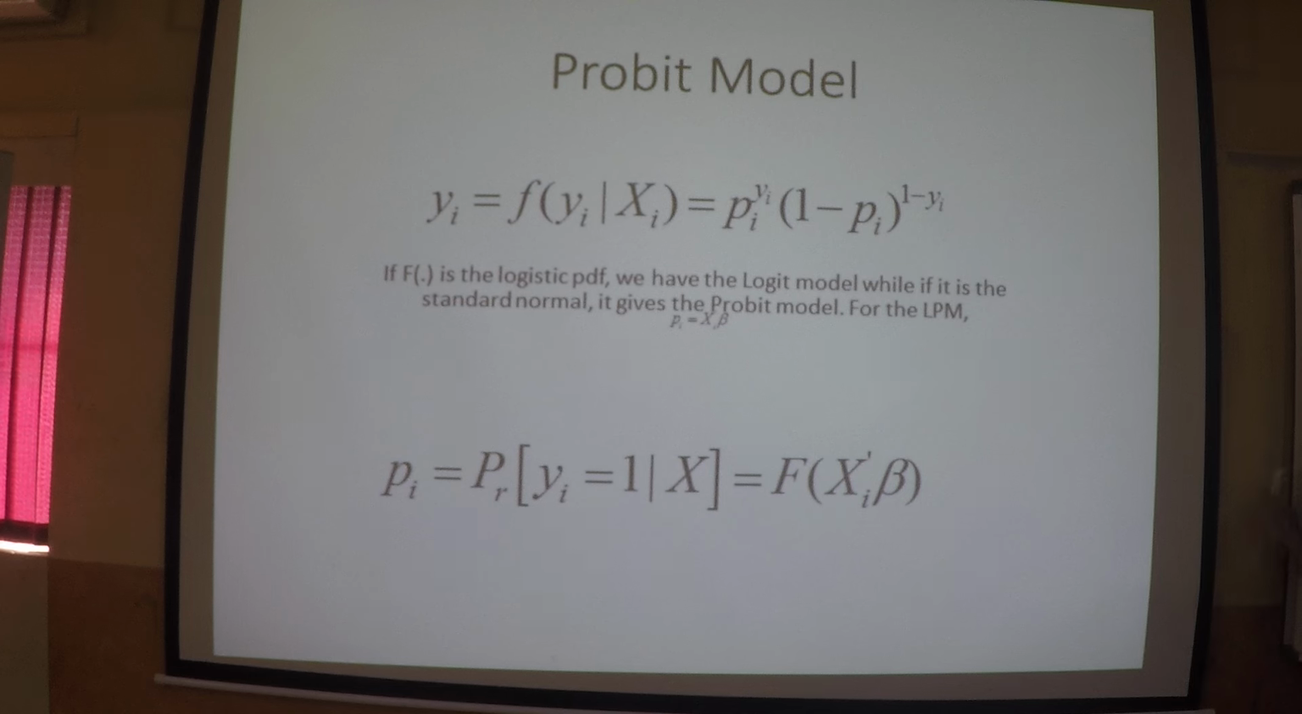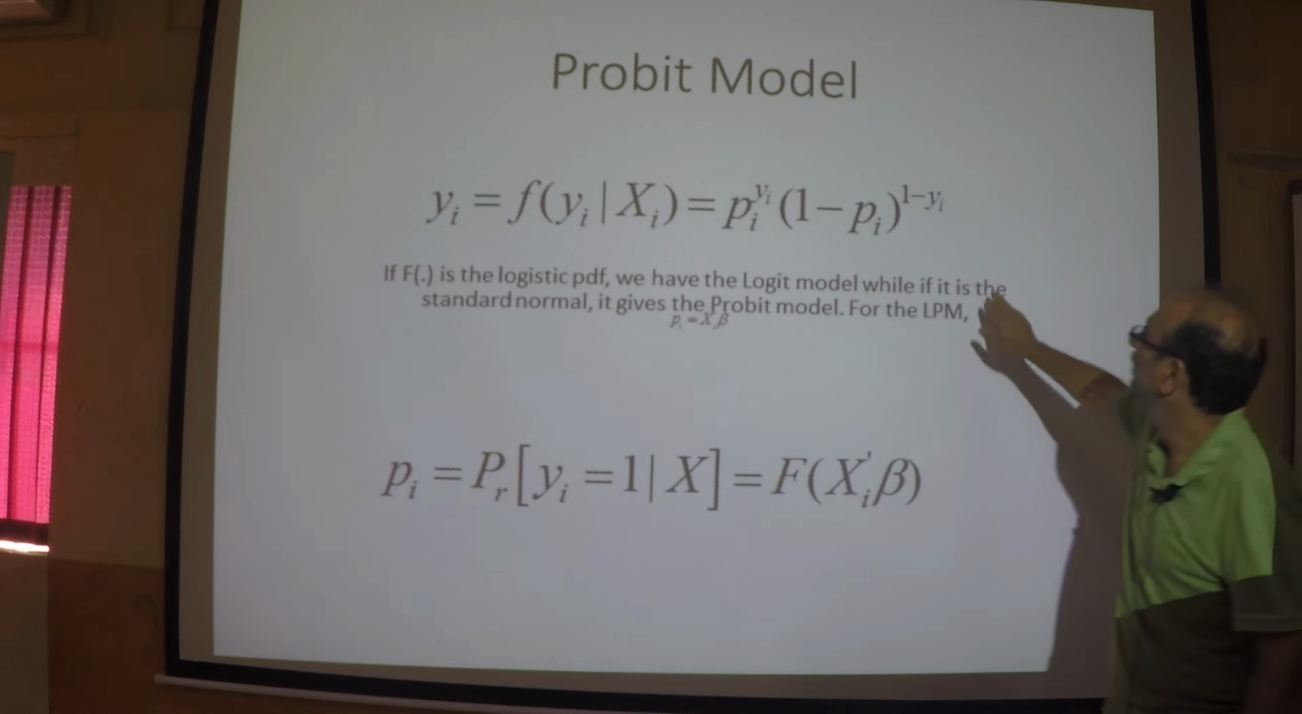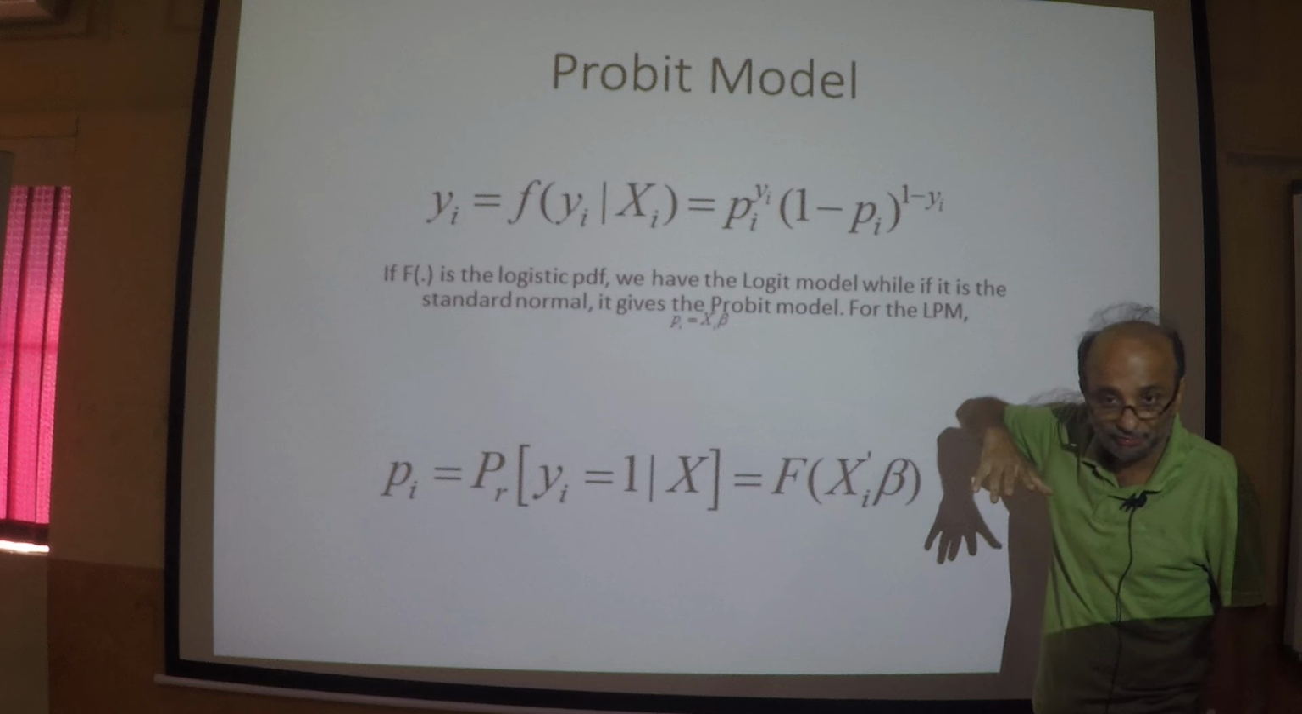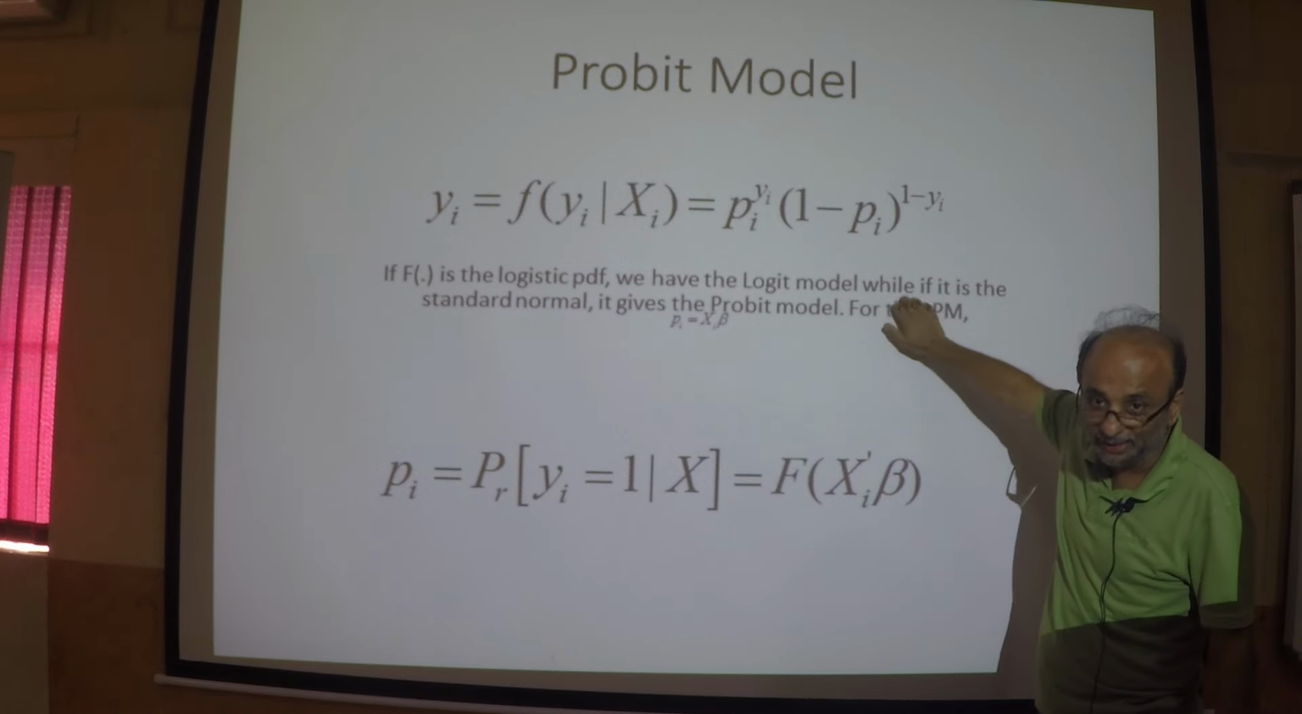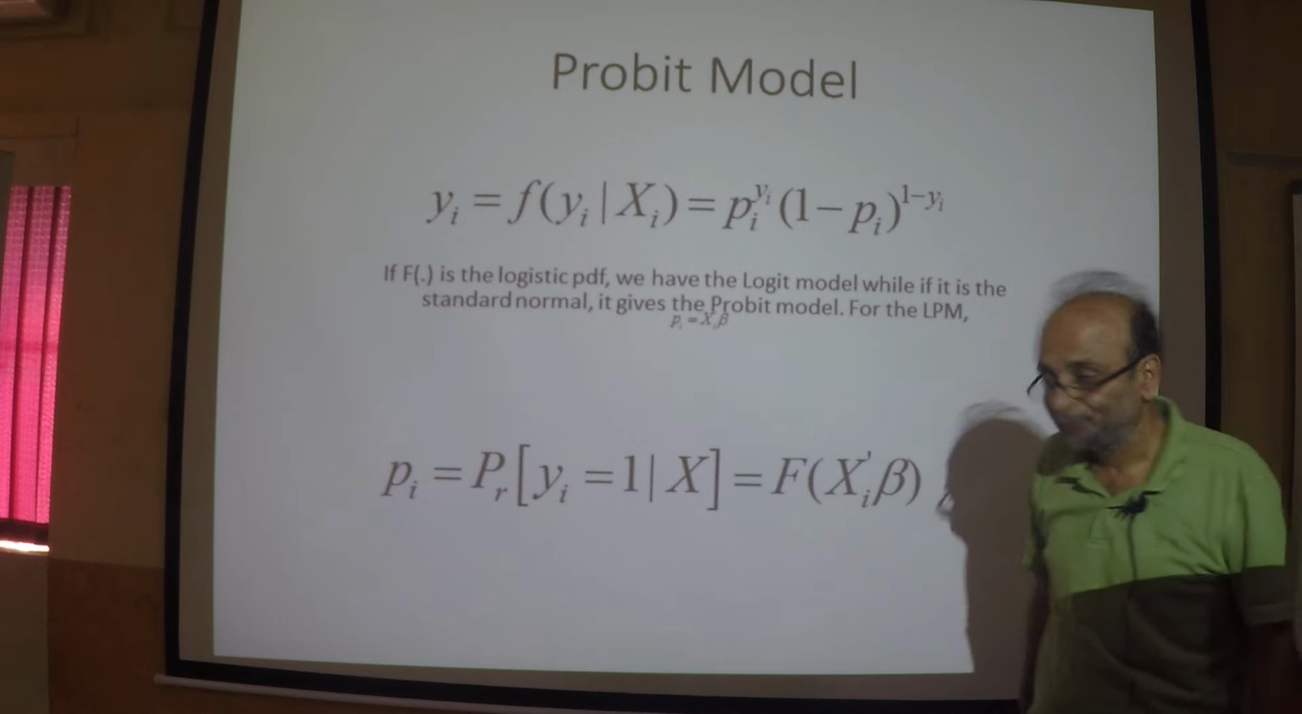So basically what we want is the probability that yi is equal to 1 is some function of xi beta, with the property that this function is bounded between 0 and 1, okay? Right. So if you use the logistic function, then you get the logistic regression. Whereas, there's a little bit of a mistake here, if f of x is a standard normal CDF, it gives the probit model, okay?